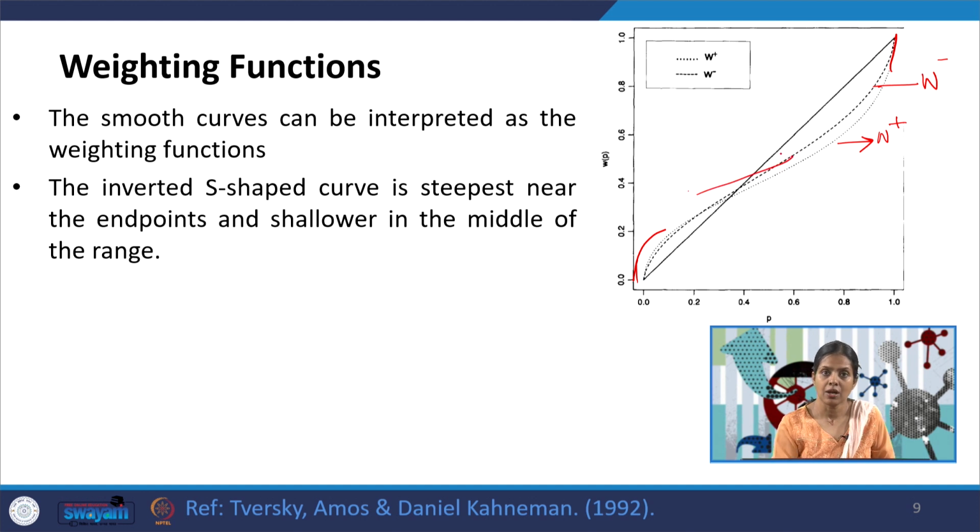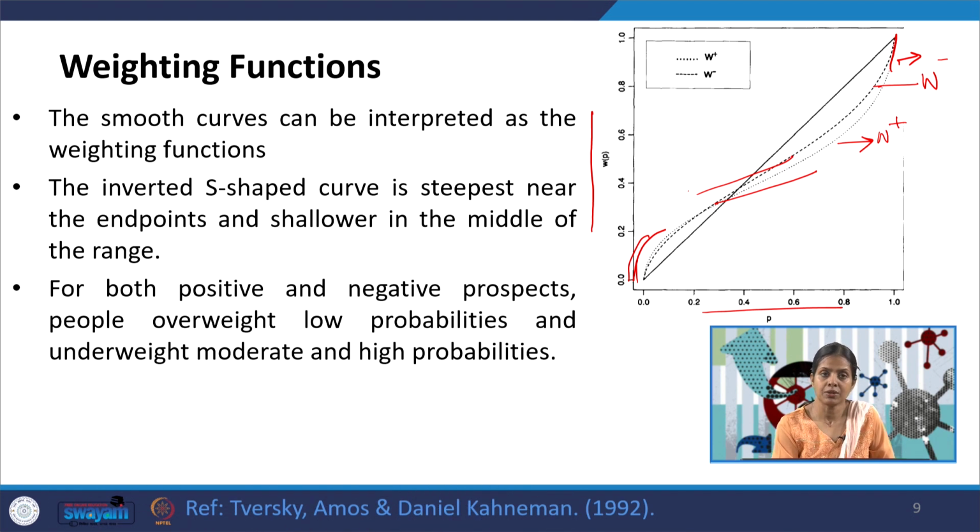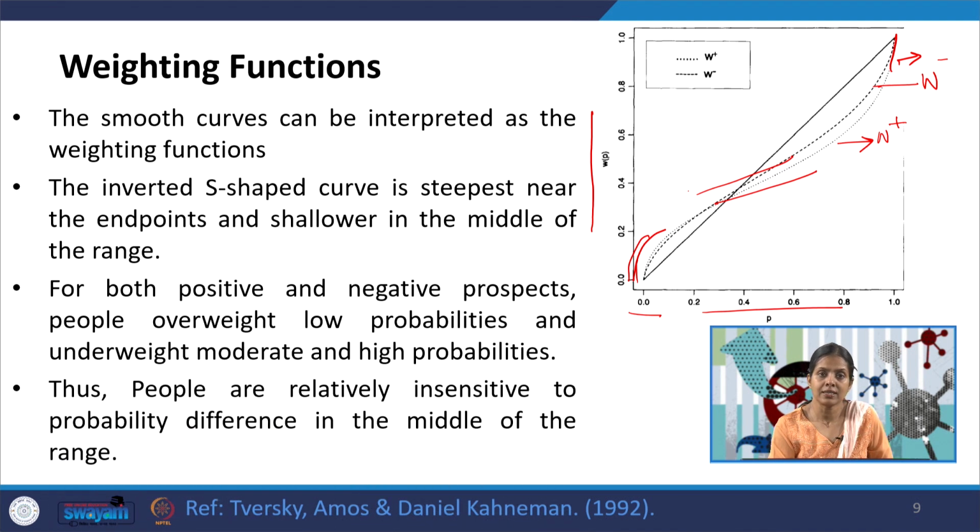near the middle range. What does it imply? There is diminishing sensitivity in the middle range, so when probability changes in the middle range, the decision weights do not change in equal proportions, while there is overweighting for very small probabilities, and similarly there is the impact of certainty for very high probabilities. For both positive and negative prospects, people overweight low probabilities and underweight moderate and high probabilities. Thus, people are relatively insensitive to probability differences in the middle range.